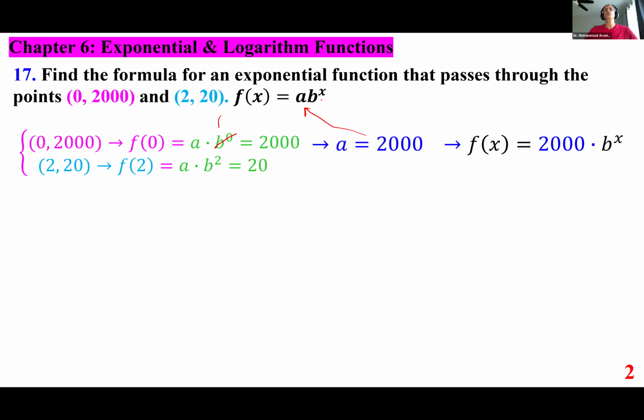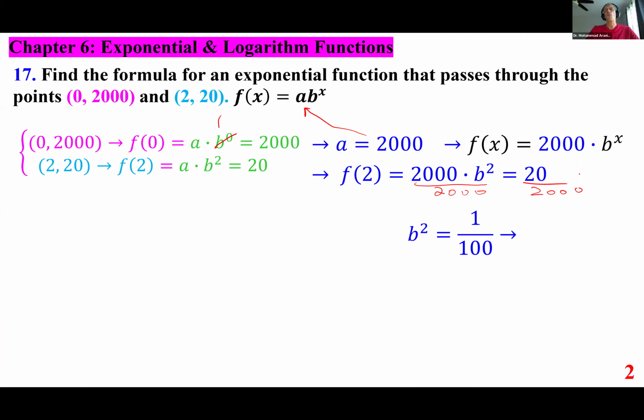Now the second part, a b squared means 2000 b squared equals 20. Divide both sides by 2000, you get b squared equals 1 over 100. When you take a root, b has two answers, positive and negative 1 over 10.